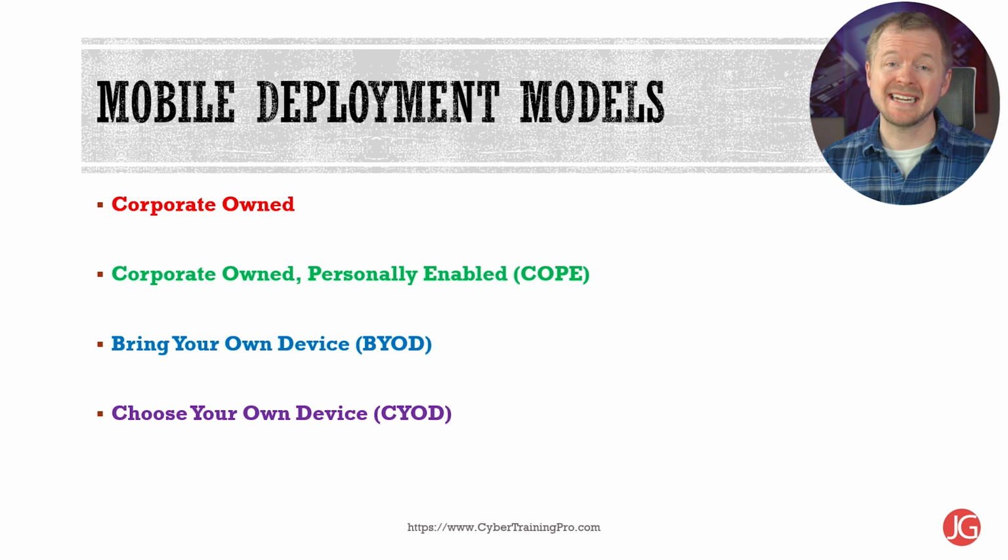Corporate owned, personally enabled, or COPE, means that the company buys the device and issues it to employees, but they can use the device like it's their own personal device. BYOD, or bring your own device, allows employees to use their own device, and then we might use network access controls to make sure the devices are patched or wiped if they're lost. And CYOD, choose your own device, is similar to BYOD, except we identify devices that we want to allow based on model, operating system, and so on. Then the employee can either go purchase one of those devices or use it if they already have it.